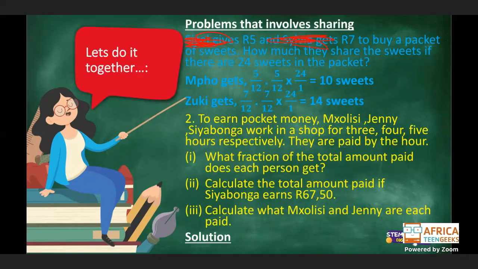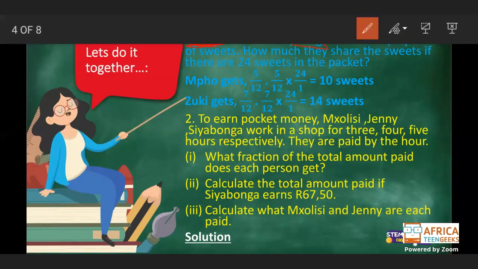So basically they are sharing the amount. Let's say you and your friend want to buy sweets, a packet of sweets, and this packet costs 10 rand. Since this packet of sweets costs 10 rand, let's say there are 15 sweets inside. So let's do our example right here.